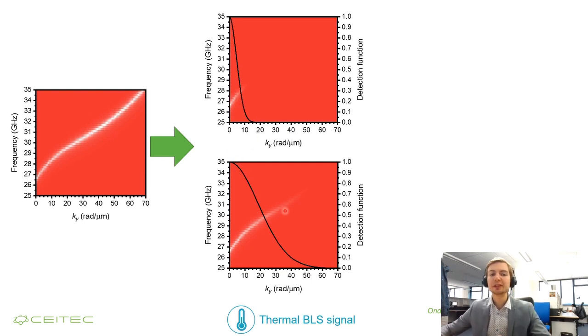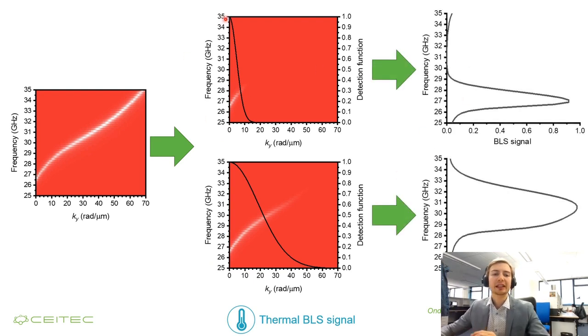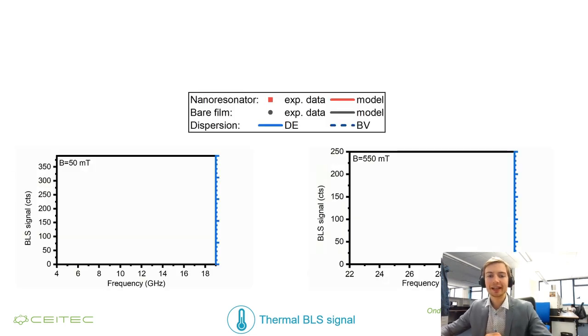While if we increase the width of this detection function, we can see that we can detect a lot more states. But this is not what micro-BLS directly detects, this Bloch function. Rather, it detects the density of states as a function of frequency. So basically, it is equal to just summing up this matrix onto the y-axis. And here are the examples. For the case of the narrower detection function, we can see this narrow spin wave band. But in the case of a much broader detection function, we can see that this spin wave band extends towards higher frequencies.